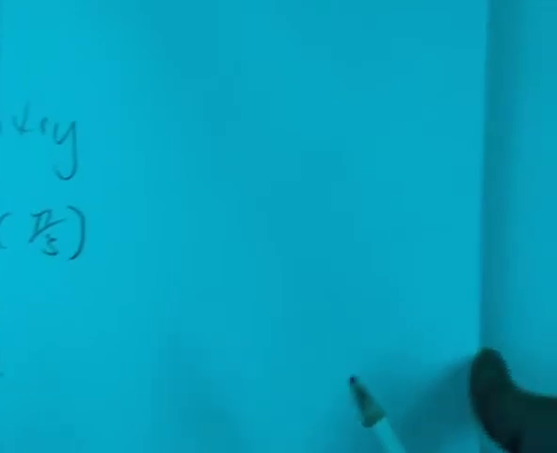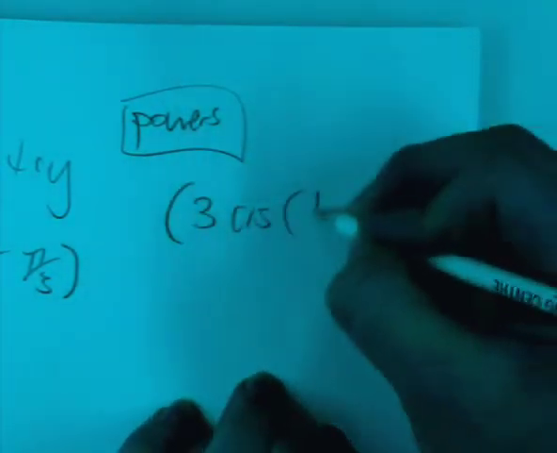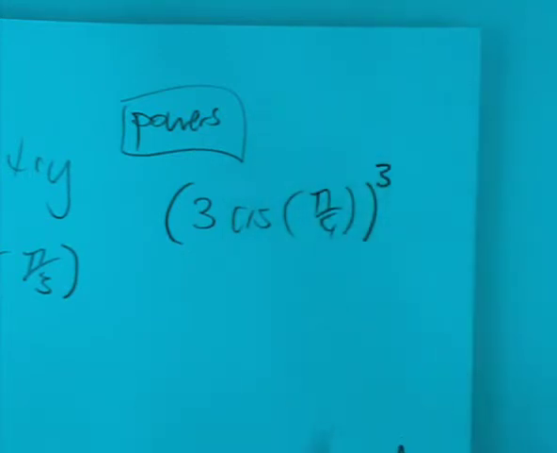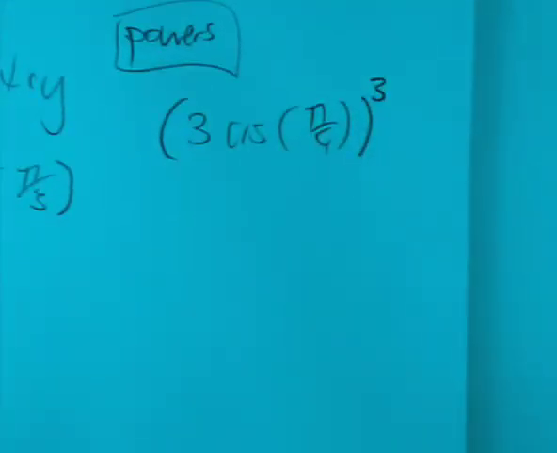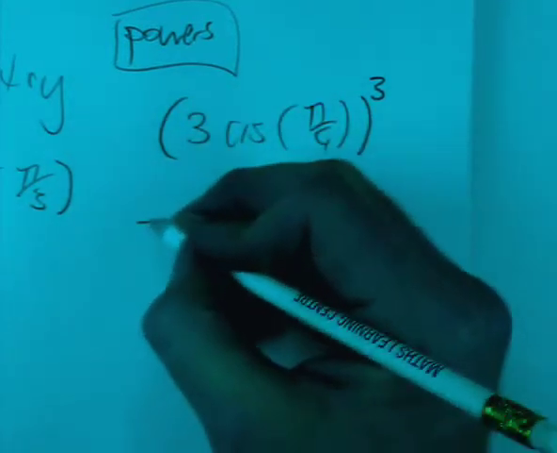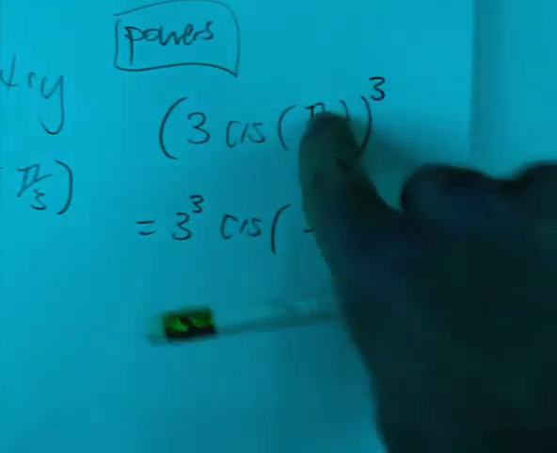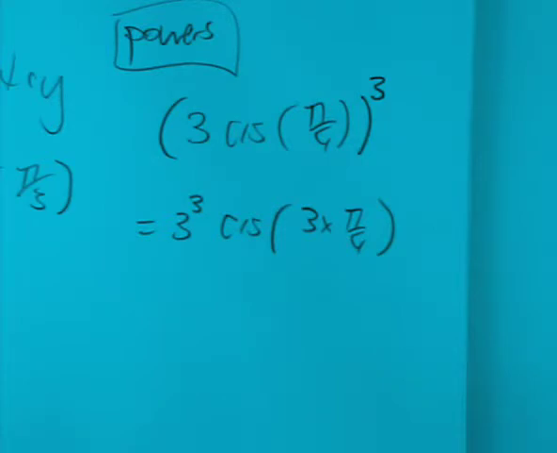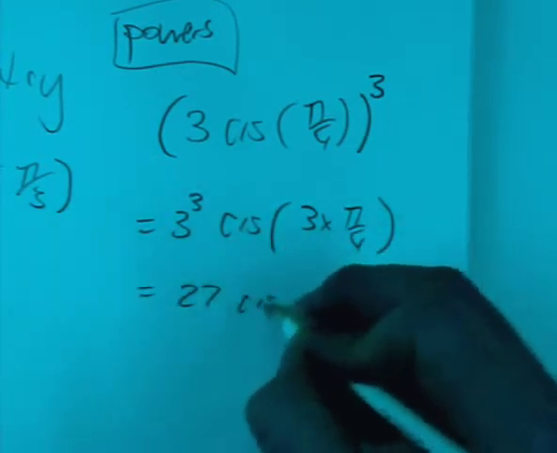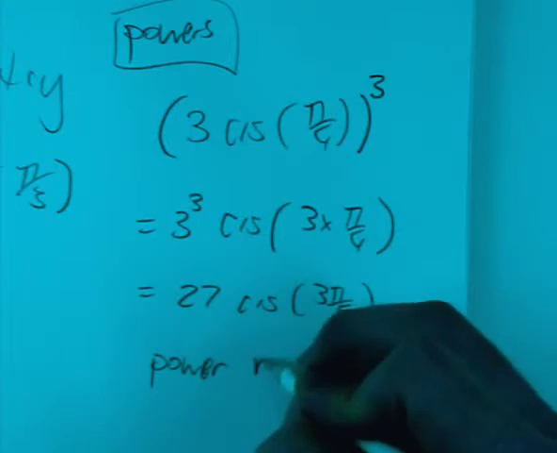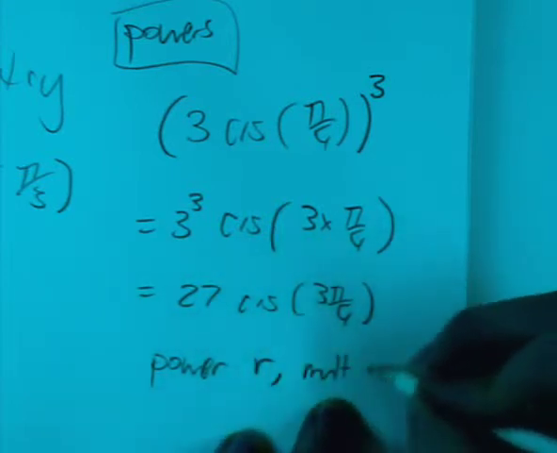And powers are also easy. So if I had like 3 cis pi on 4 to the 3, say, well, you always do what the power says to the real number part, so to this bit. So that'll be 3 to the 3 cis 3 times pi on 4. So powers can be brought inside the cis as multiplication. So that was 27 cis 3 pi on 4. So I power the r, but multiply the theta.